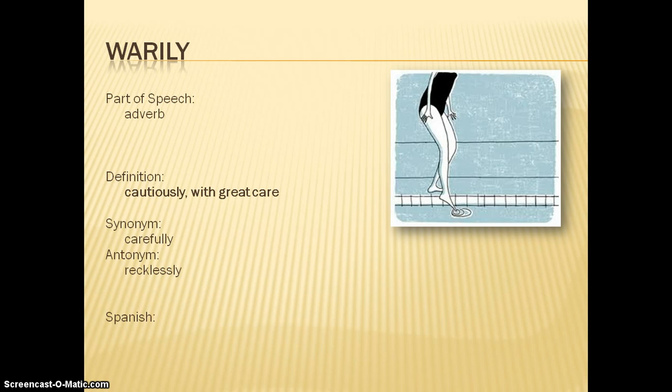Warily. Warily is an adverb. It is how you do something. So in this case, warily is cautiously and with great care. And in the photo, you see the woman just dipping her toe into the pool. It looks like she, for whatever reason, is warily going into the water. So she's very cautiously, very carefully getting into that pool. Another example listed here is crossing a busy street. So you very carefully or cautiously cross that busy street.